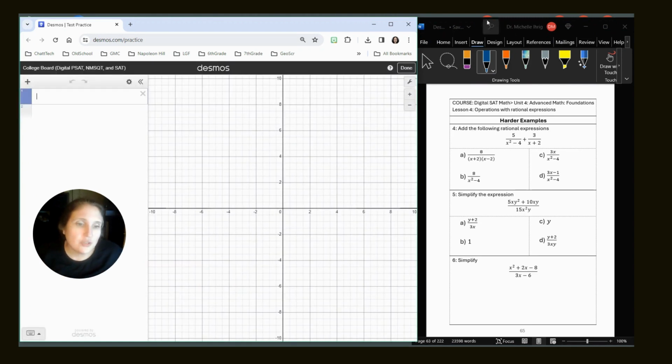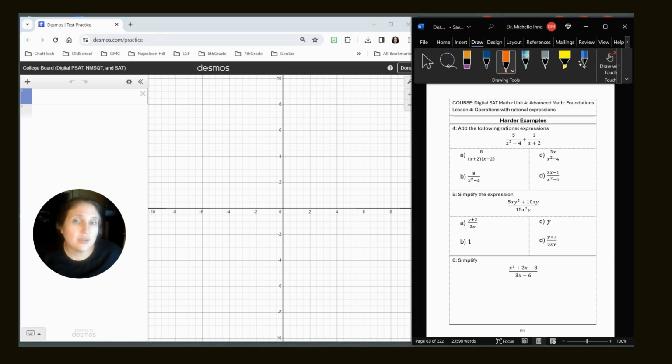What they want you to do is do it how you can see on Khan Academy, where they want you to say, well, this is the same thing as saying x plus 2 times x minus 2. So I'm going to multiply this by x minus 2 and this by x minus 2, and then I can combine my answers. Or you can use the Desmos calculator. Guess what we're going to be doing?